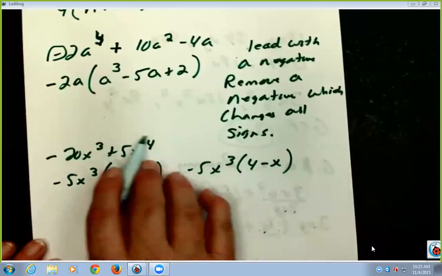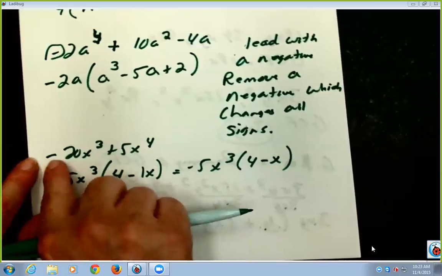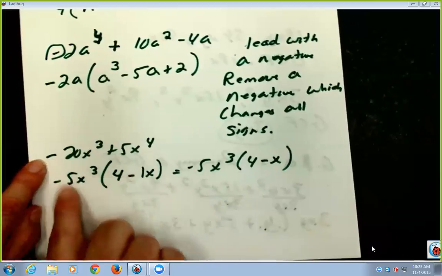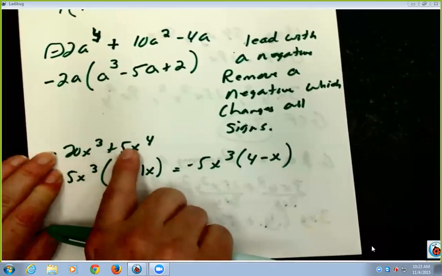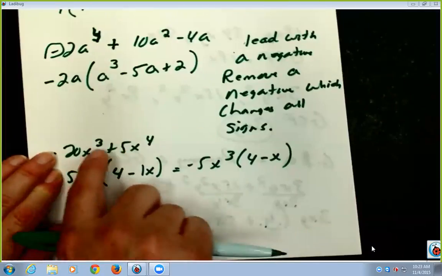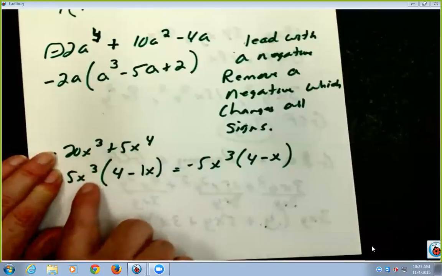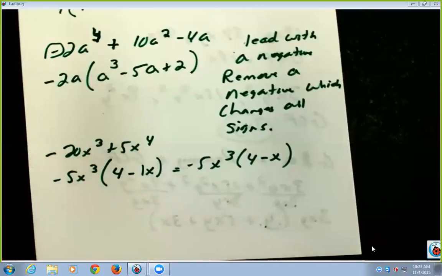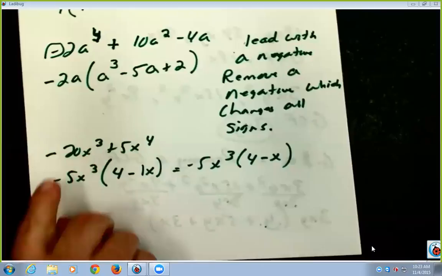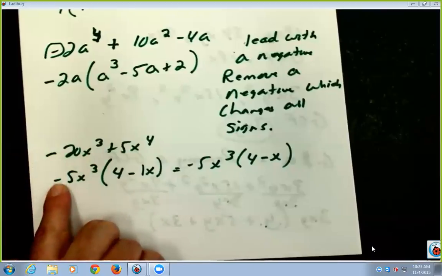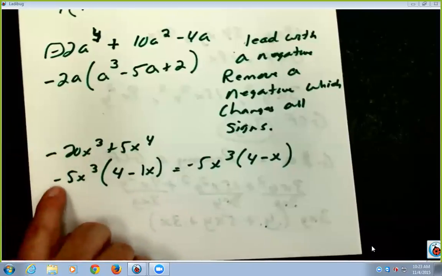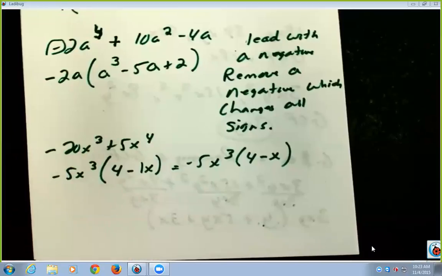I'm going to pull out a negative because it leads negative. Okay? Then I look at 20 and 5. So the common factor between 20 and 5 is 5. X cubed and x to the fourth, smallest exponent. I think what confused you is the negative out in front. So as soon as this is negative, that's going to be negative. Yep. So you want to make sure that you end up getting those pieces in there and getting them to come out. What about this one?